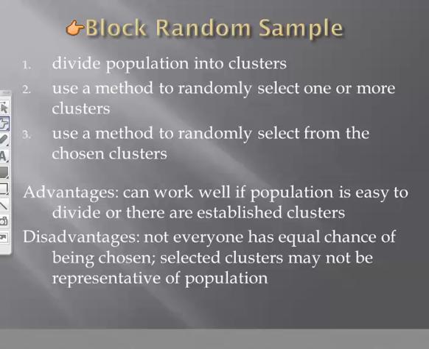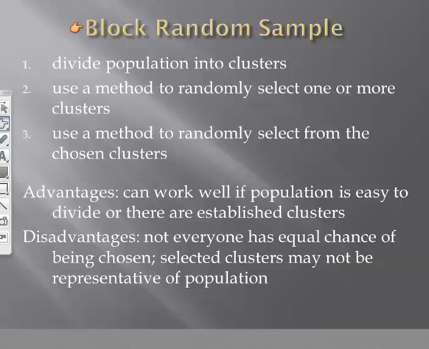Another method of doing this might be to divide it up by sexes. So you got the males on one side and the females on another side, because we know some drugs work one way on men and work a different way on women. So you could divide them up that way. That's what would be called a block random sample, because you're dividing them up into clusters.